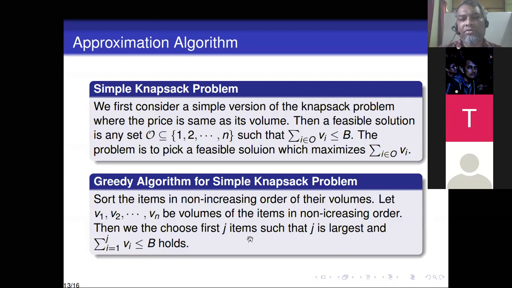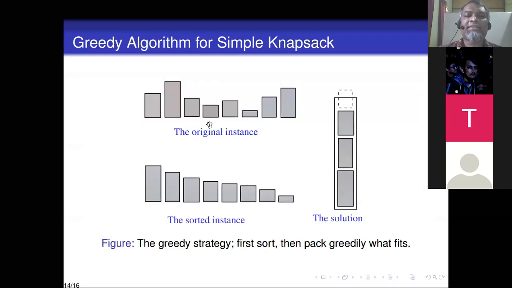Yes, sir. Okay. So here we have the original instance, and we have sorted it. This is the knapsack, and we will put the largest one first, and then the next one in this way, until the largest items we can take. So this is the solution. This is the greedy strategy. So this is our algorithm.